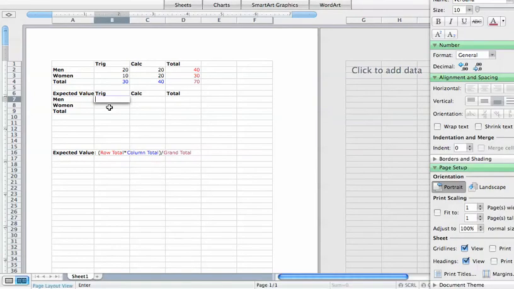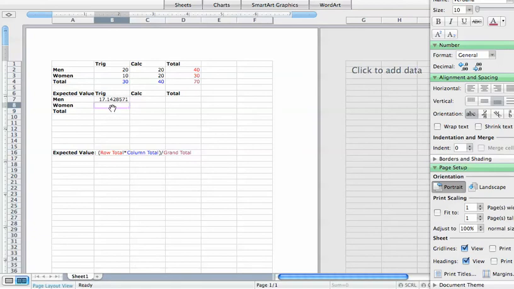So to figure it out, you would click the cell, and then you would put an equal sign, and then your row total, which is D2, times your column total, which for the first one is going to be B4, and then you divide that by D4. Press enter, and there's your expected value.